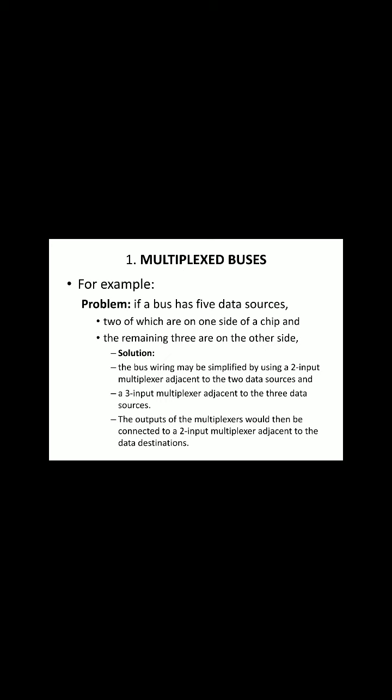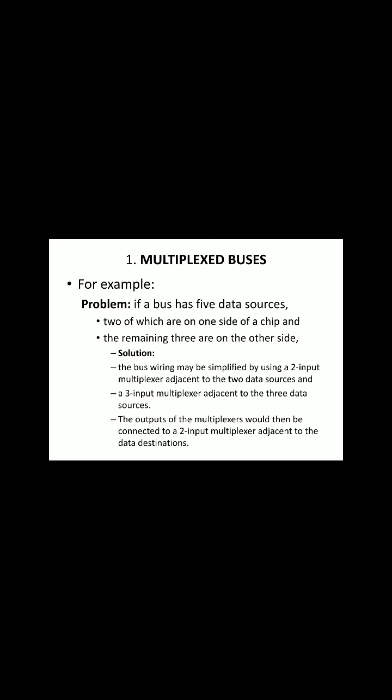Okay, for example, let us take a bus which has 5 data sources. Two are on one side of a chip, assuming a rectangular shape. On one side we'll be having 2 data sources, and the remaining 3 on the opposite side. How to use a suitable parallel bus for this arrangement? The arrangement is that there are five data sources, data 1 2 3 4 5 in a rectangular area.